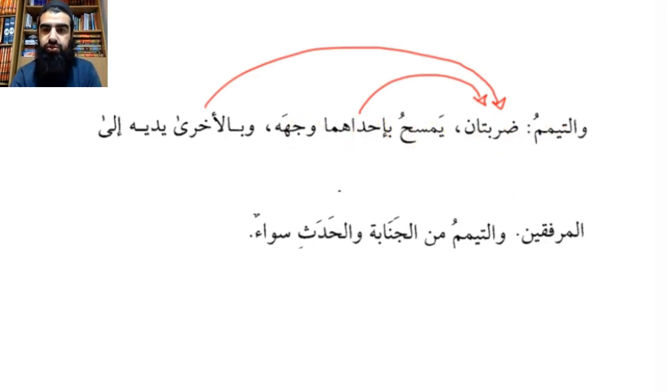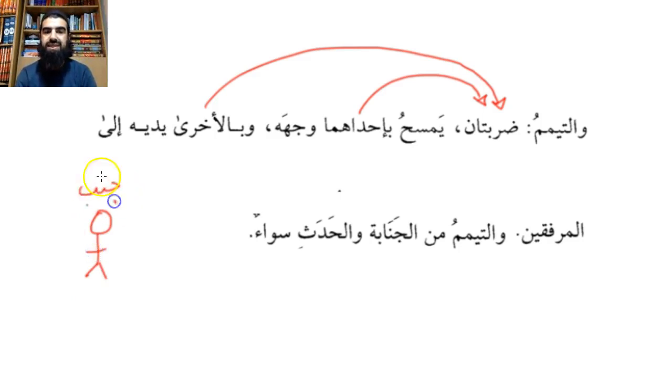So tayammum is 2 strikes. Yamsahu, he wipes, bi ihdahuma, with one of them his face, wa bil ukhra, and with the other his 2 hands, ila al mirfaqaini, to the elbows. And tayammum from janaba and hadath is equal, is the same. Okay, so it's the same for both.